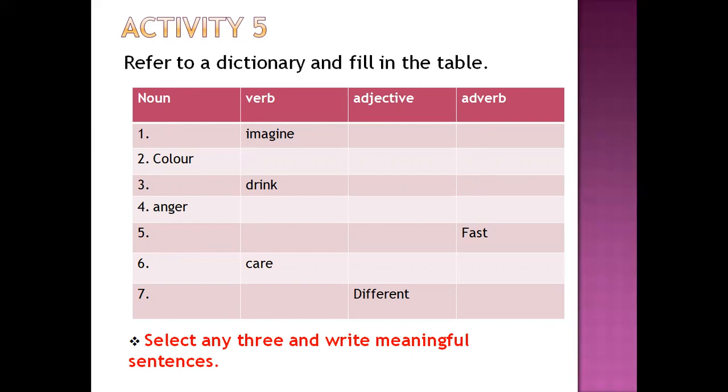And also, after completing this table, you have to do another activity, that is, you have to select any 3 words and write meaningful sentences. Any 3 words, for example, you can select imagine, color, and drink. And you have to use these 4 word classes, and you have to write 4 sentences for each word. That means you have to write 12 sentences. Can you do it?